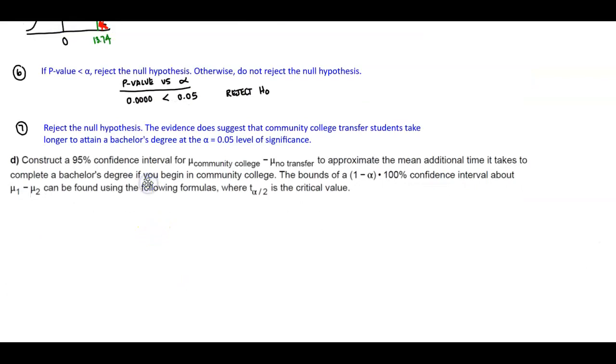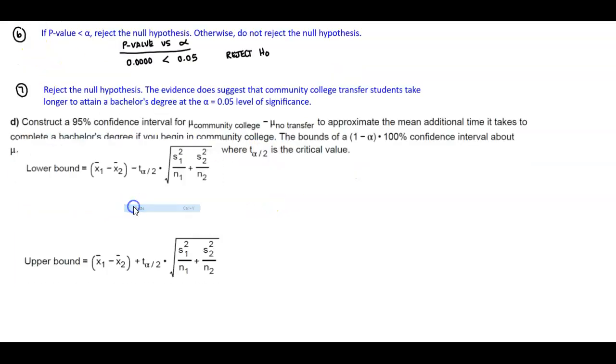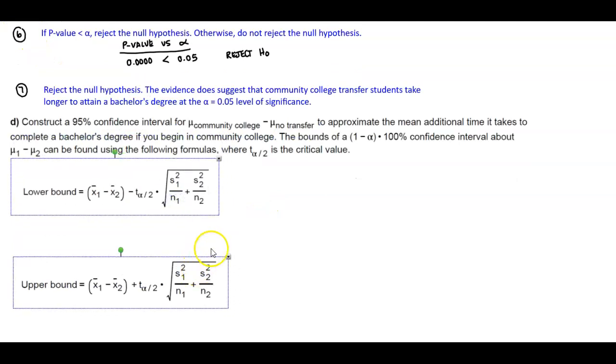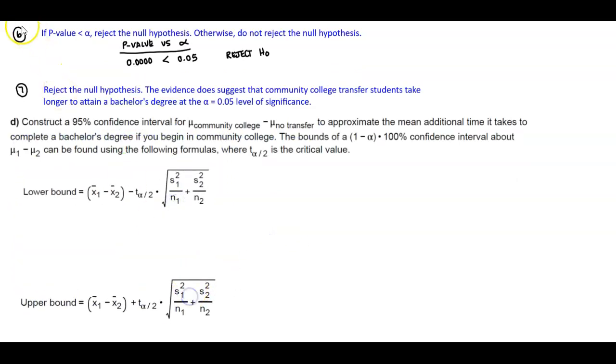Okay, so for part D it says construct a 95% confidence interval for the population mean of the community college minus the population mean of no transfer, to approximate the mean additional time it takes to complete a bachelor's degree if you begin in the community college. And remember that the bounds of a 1 minus alpha times 100% confidence interval can be found using the following formulas, where the critical t-value is t alpha divided by 2. So here are the following formulas. We have our lower bound, we have our upper bound.